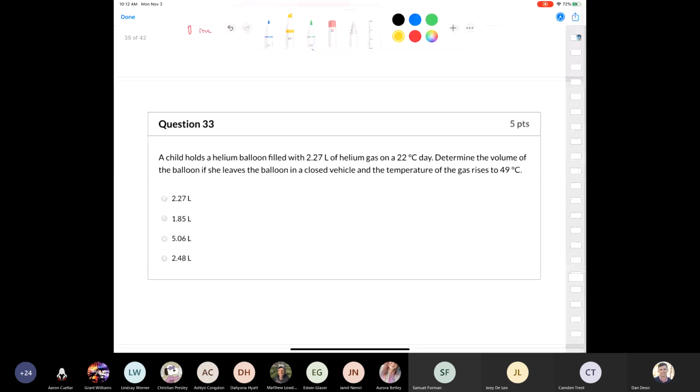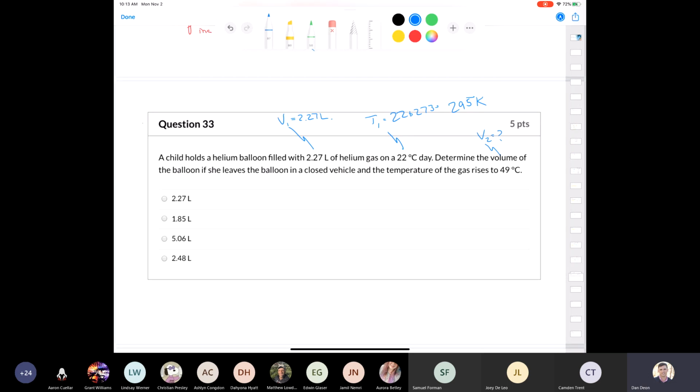Question 33. A child holds a helium balloon filled with 2.27 liters of helium gas on a 22 degrees Celsius day. This is our temperature. Let's convert it into Kelvin. So 22 plus 273 is 295 Kelvin.